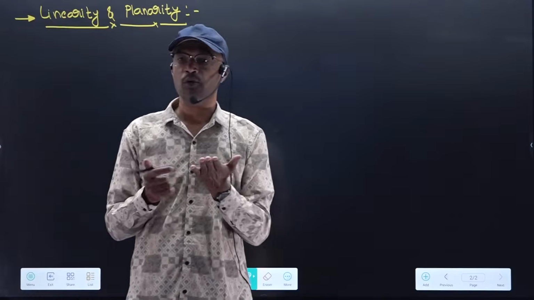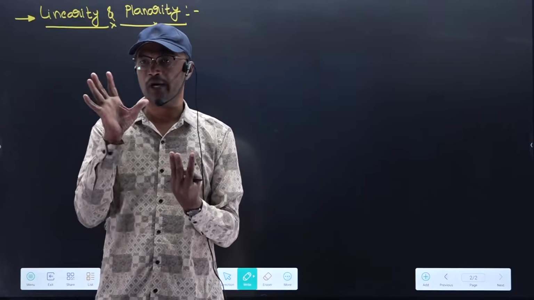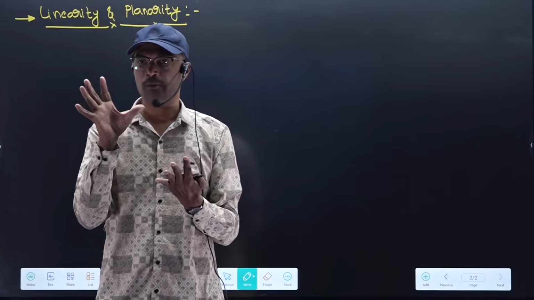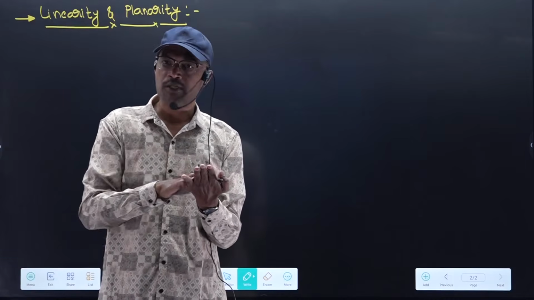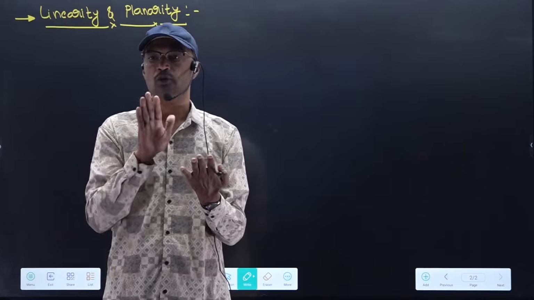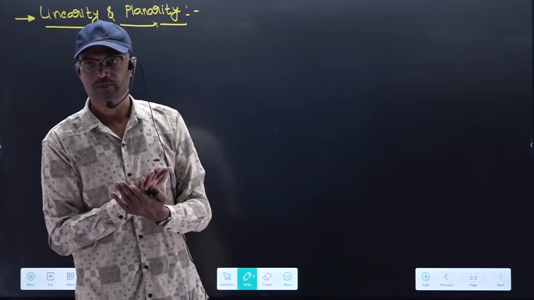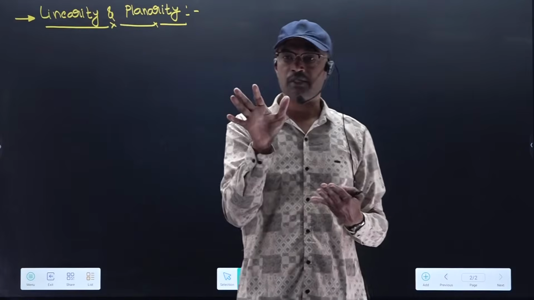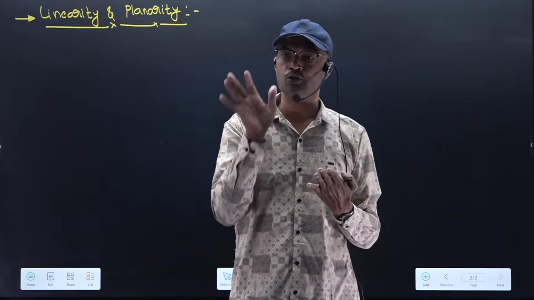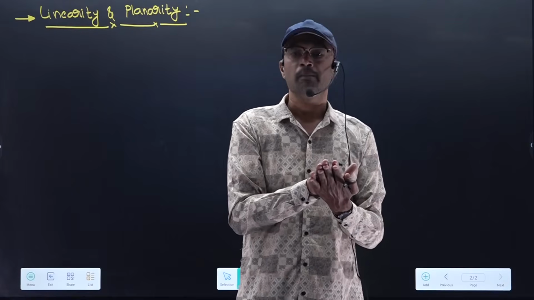What is planarity? All atoms in a molecule will touch the surface of a plane. Suppose one molecule has 4 atoms, methane. If I place it on a surface, whether the 4 atoms are touching the surface or not, that is called planar. Suppose any molecule has 10 atoms. If you place that molecule, the 10 atoms present should touch the surface of a plane. Then only that molecule is said to be planar.